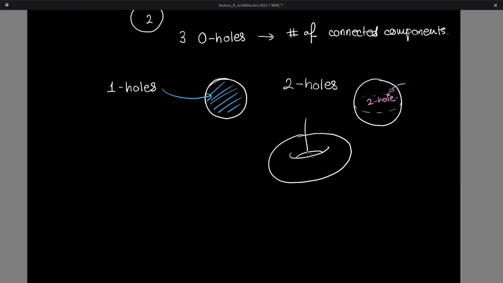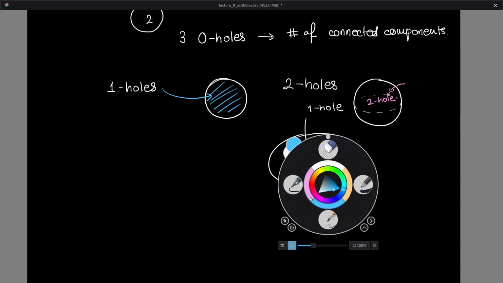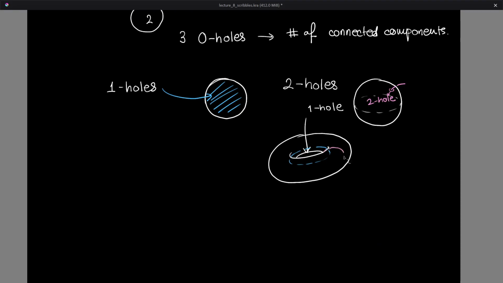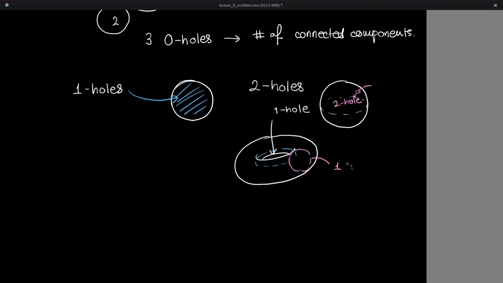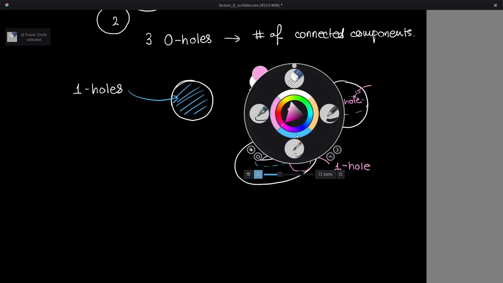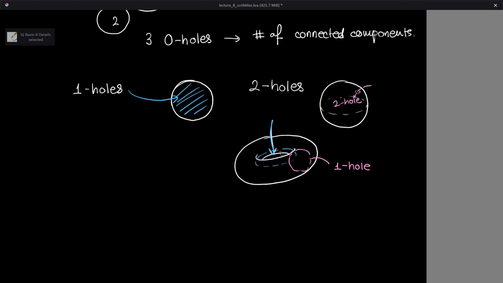It has the hole here. This is a 1 hole. This is wrapped by this circle. A donut also has another hole. I'm going to draw that in pink. That's also wrapped by one surface, like a circle. So this is also a 1 hole. Let me color code that. So this is a 1 hole.